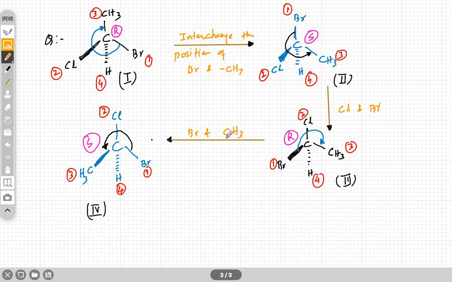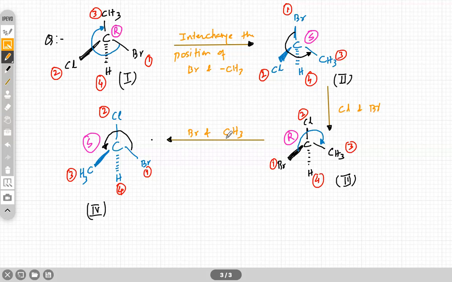We can generalize this whenever we have odd number of exchange, like 1, 3, 5, 7, 9. Whenever we have odd number of exchanges, then R becomes S and S becomes R. Is it clear to all of you?